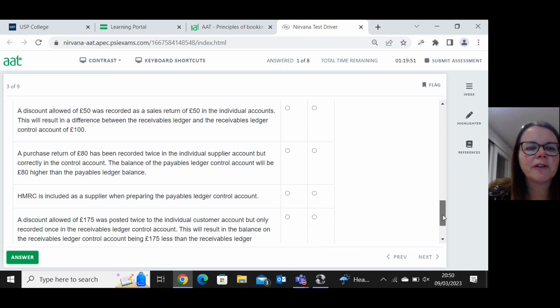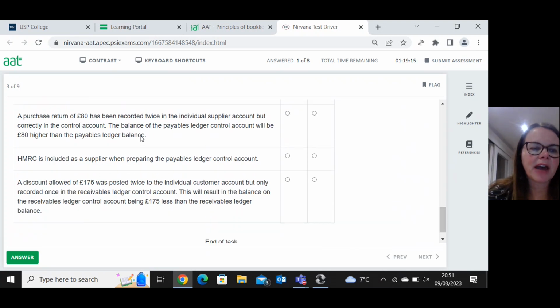The discount allowed of £50 was recorded as a sales return. A discount allowed and a sales return are kind of the same thing, because when you have a credit note, it might be because stuff's been returned, or it might be because you've allowed a discount. So they're basically the same thing. It's not going to result in any difference, because it's like an error of commission in effect. So false.